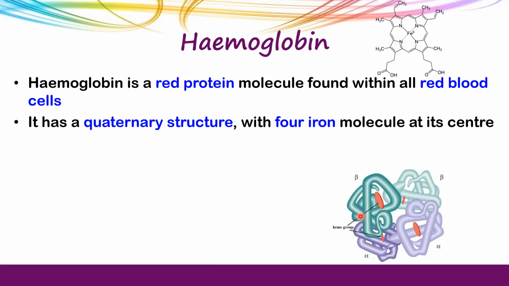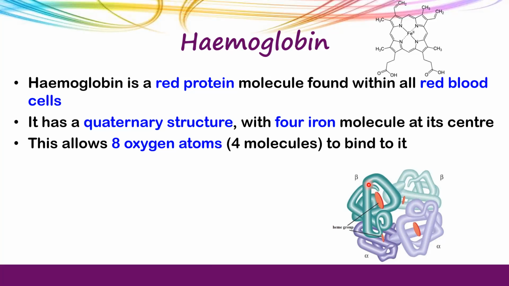Each polypeptide chain, if you look at it, is folded. You have 1, 2, 3, 4 of these, and all of these have a heme group at the center. The heme group is the one which is carrying iron. This is a prosthetic group that is found inside all the polypeptide chains. Since there are 4 polypeptide chains, we have 4 of them, known as heme groups. They contain iron, so there are 4 iron atoms at the center.